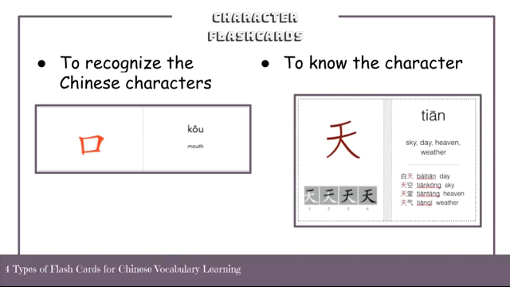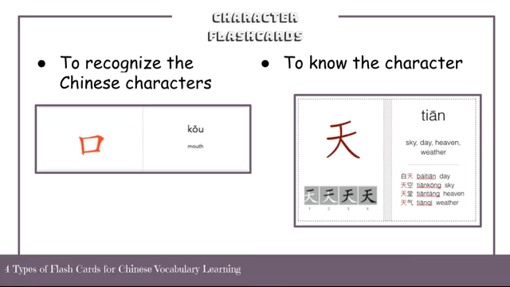So in this case, you may want to include how to pronounce it, pinyin, how to write it in the right order, following the right writing strokes, its meaning, and some examples. So this is a very detailed flashcard. Look at this example. It's 天. So on one side, 天 is the character.